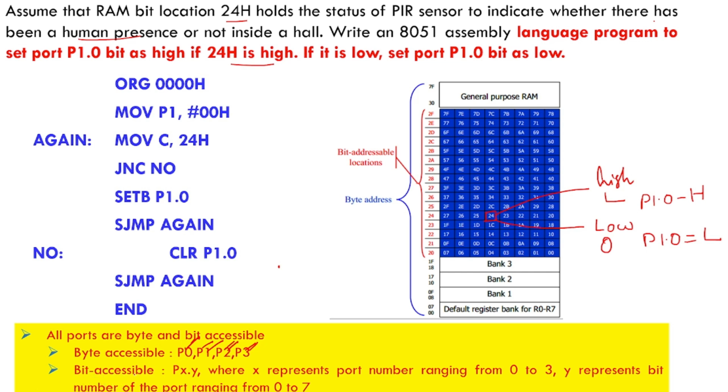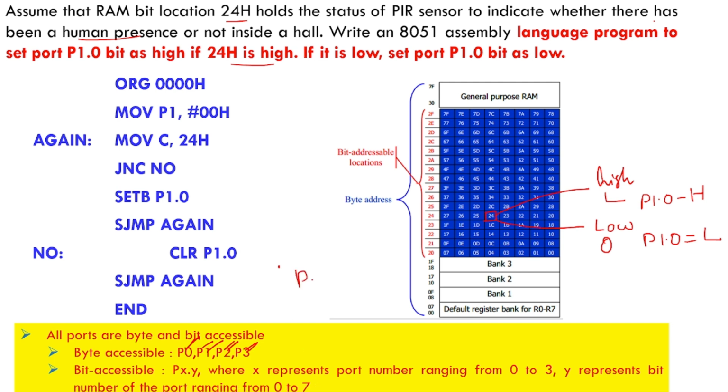I can also use bit access. Bit access means in a particular port I can access the individual bit. So how many bits are there? You have 8 bits, that means 0 to 7. Here I can write the syntax for bit access as P x point y. X represents the port number, ranging from 0 to 3. The y represents the bit number of the port, ranging from 0 to 7.